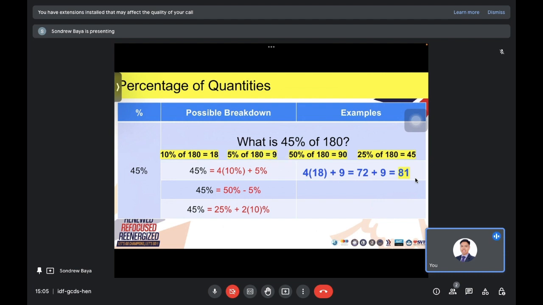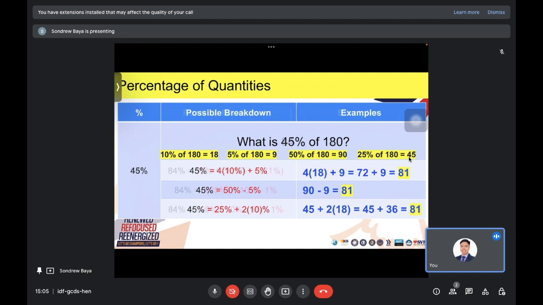All right? So no need for decimals, no need for multiplying decimals. Now, how about if I use the second breakdown? For the second breakdown, I need the 50% and the 5%. So it's 50% minus 5%, which is just 90 minus 9, or simply 81, which is the same as the first. So see, whichever breakdown you use, it will still lead you to the same answer. And finally, the third possible breakdown is 25% plus 2 times 10%. 25% is 45, so we can just say 45 plus 2 times 18, or 45 plus 36, which will again give you 81. All right?